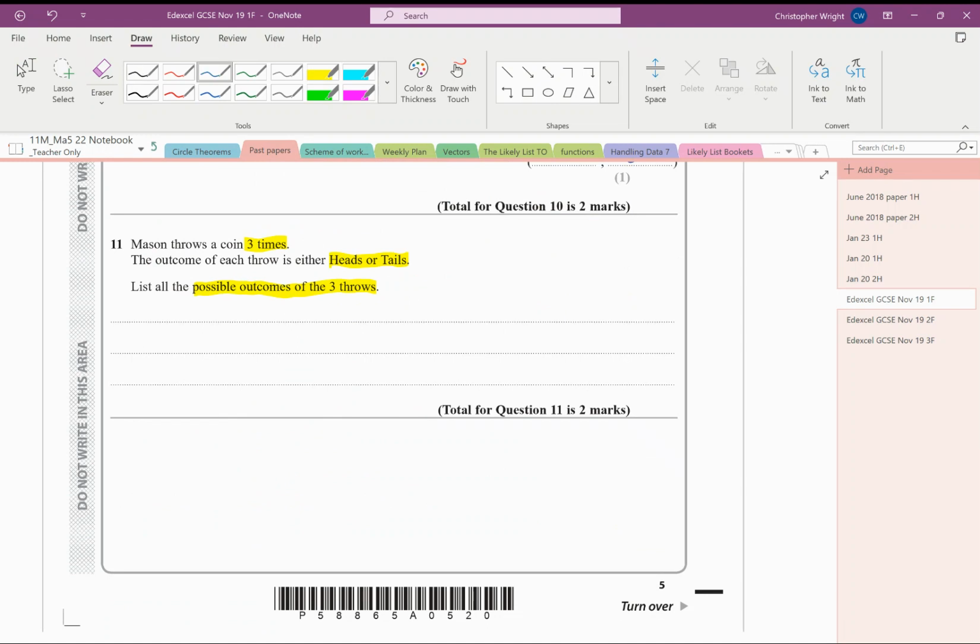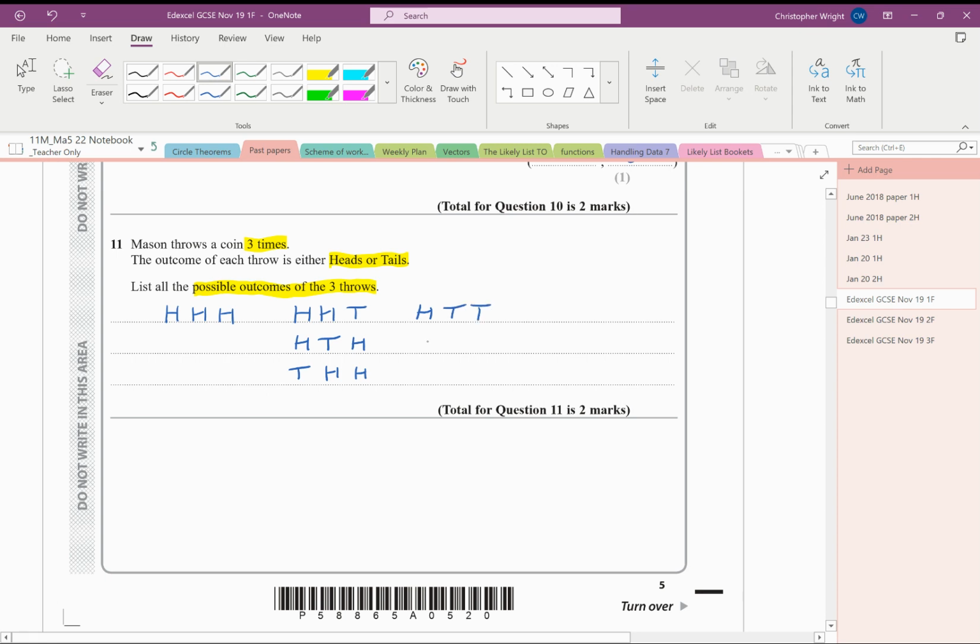Well, I suppose he might get head, head, head. 3 heads. Might get 2 heads and 1 tail. But I suppose that 1 tail could appear there, or it could appear there. So that is all the outcomes with 3 heads, all the outcomes with 2 heads. I suppose you might only get 1 head and 2 tails.